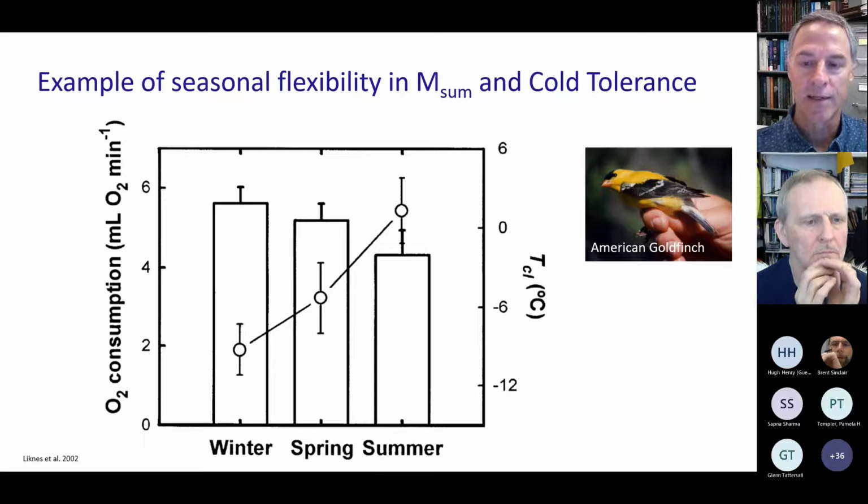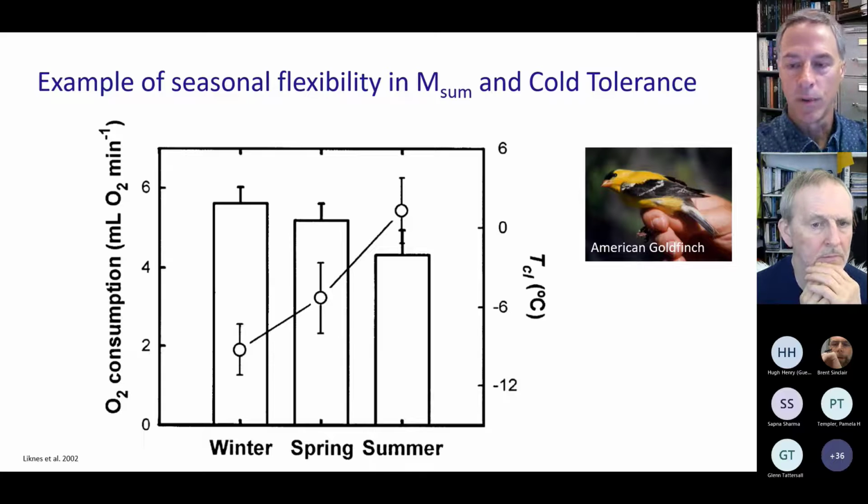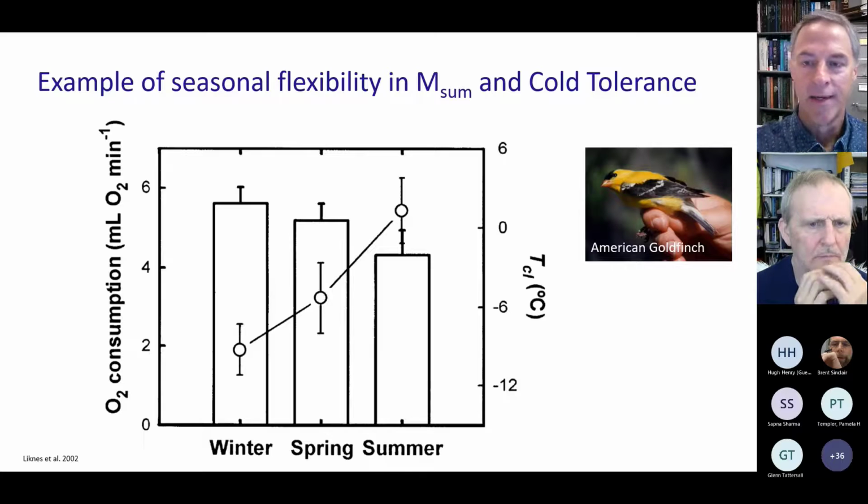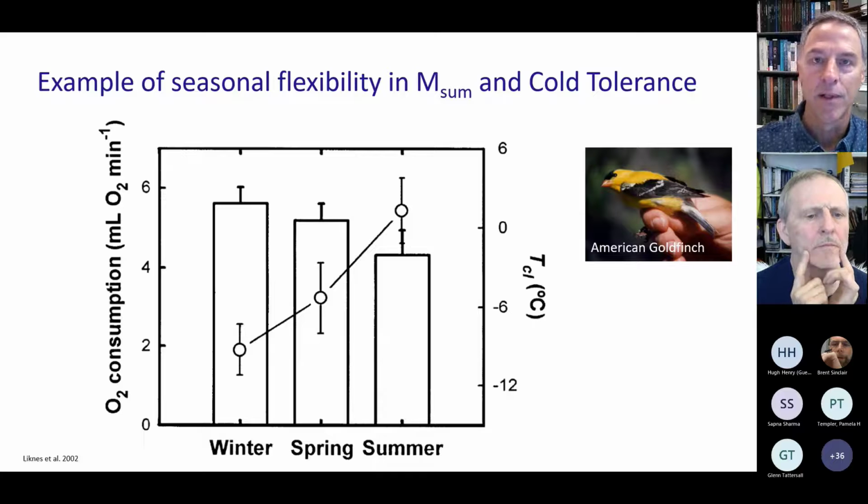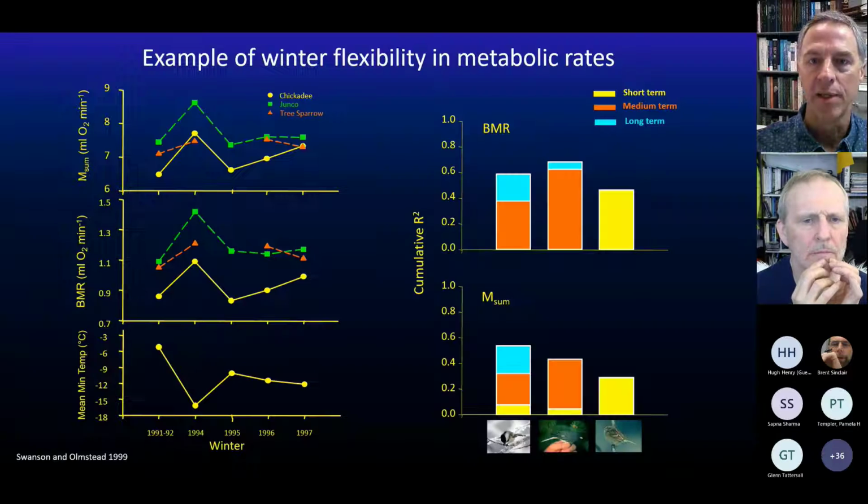So the right-hand axis there is the temperature at the cold limit, which is defined as the temperature in the helium-oxygen gas mixtures that we use to generate summit metabolism that causes the birds to go hypothermic. And so you see it takes a lot colder temperatures in the winter to get birds to go hypothermic than it does in the summer. And that improved cold tolerance is thought to result in that increase in overwinter survival in birds that have high summit metabolic rates. So that's an example of variation between seasons.